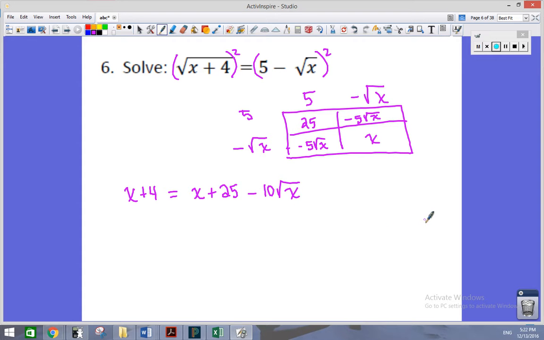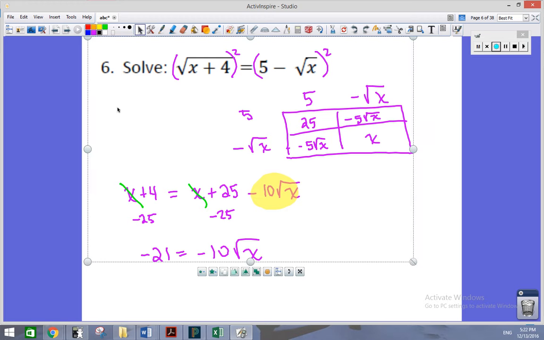So I need to get that term by itself because it has a radical. I need to take x away from both sides. Well, you can see that's going to be nice, that these x's cancel each other out. I'm going to subtract 25 from both sides. When I subtract 25 there to balance the equation, I subtract 25 there. I get negative 21. I've got negative 10 radical x.